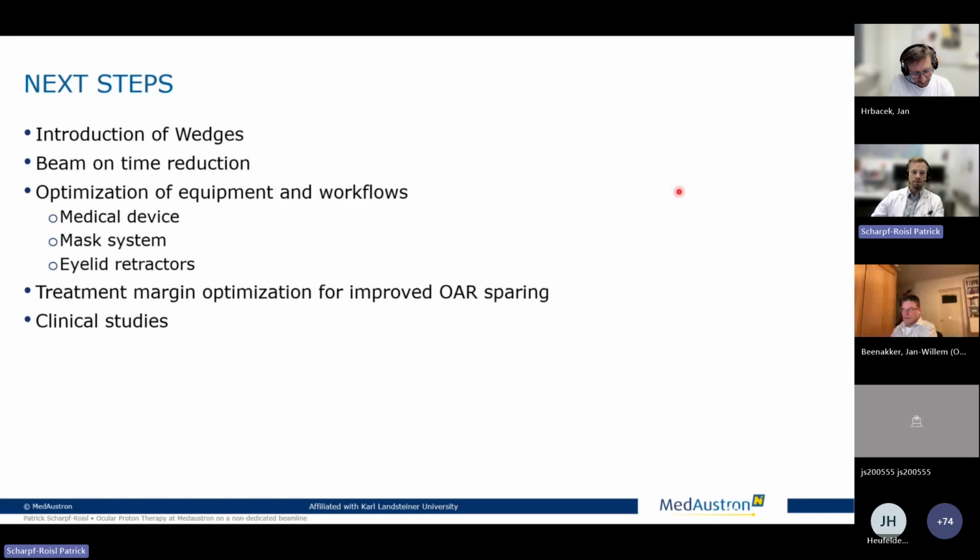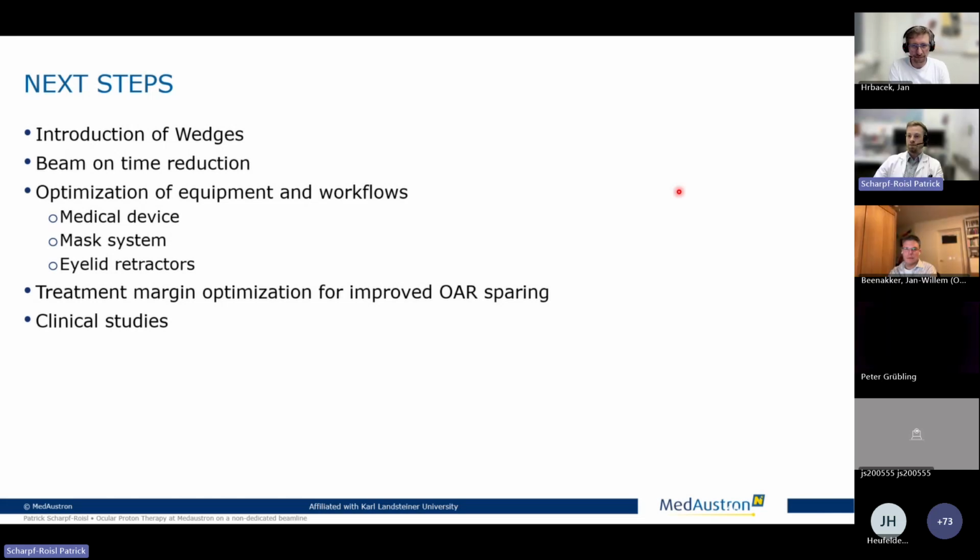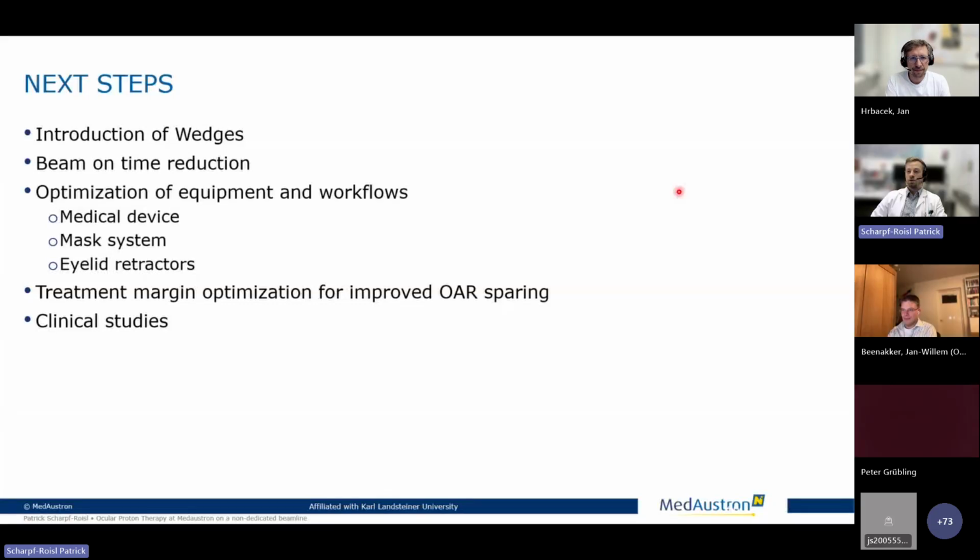We have a steep learning curve now in the first year. There's a lot of things that you could not consider until you have actual patients on the table. Of course, nothing of that goes into treatment quality, but it just makes our lives easier and our workflows more efficient. For example, we upgraded a medical device with this new camera holder, which is easier to handle than the old one. We improved the mask system with the cutouts, so that it's easier for us to pull the eyes from the eyelids, and we're also looking into some new eyelid retractors at the moment to maybe improve this system as well.